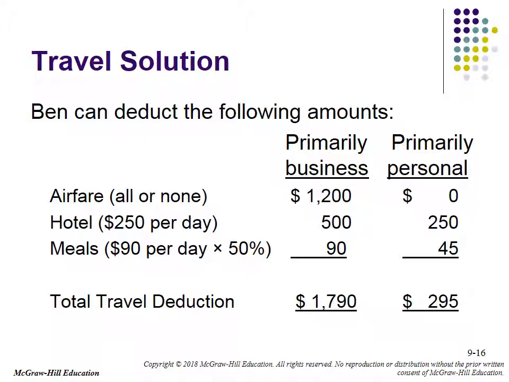Now, when it's primarily personal, none of the airfare. The hotel for 1 day, because he was only in business 1 day, and then, oh, that's right, I'm sorry, it is $90. I apologize. It is $90 per day. That primarily business column, 2 days is 180 times 50%. The second one, though, where it's primarily personal, $90 a day, but only 50% is deductible because it's 1 day. So that's how you would determine what is the allowable business deduction.